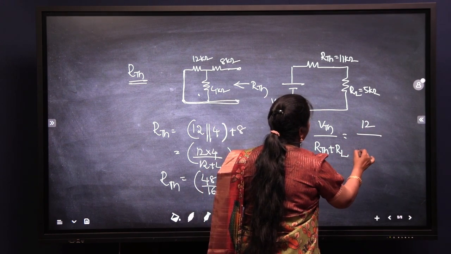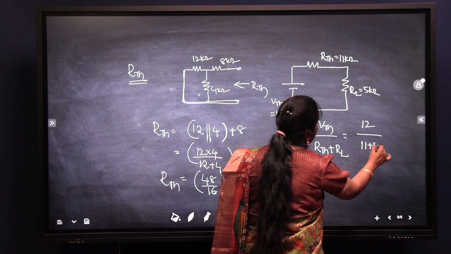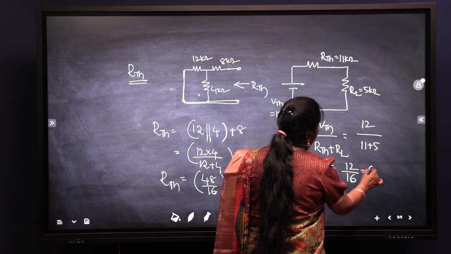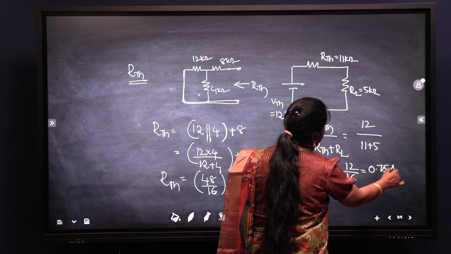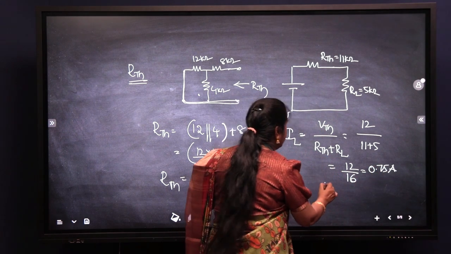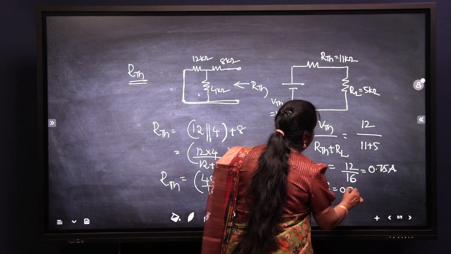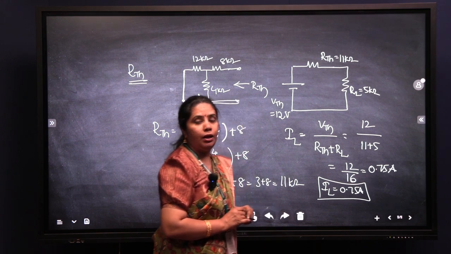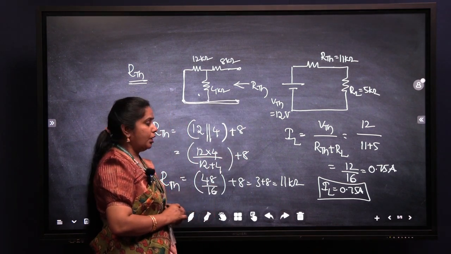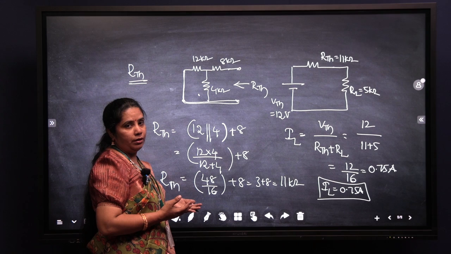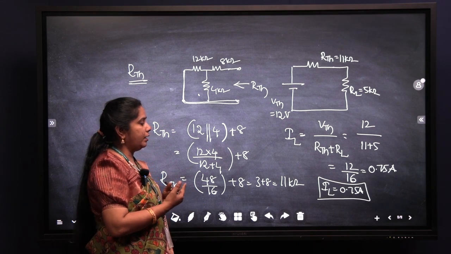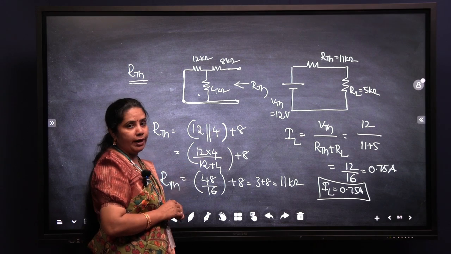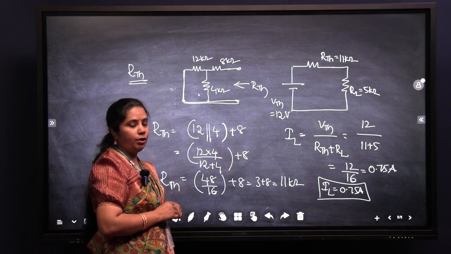Substitute that: 12 divided by 11 plus 5. So here I will get 12 divided by 16, that is 0.75 amperes. IL is nothing but 0.75 amperes. So this is our final answer, the load current in the load resistance. Once you get the load current, just by using Ohm's law we can calculate the VL value, nothing but current multiplied by the resistance value 5 kilo ohms. You will get the voltage across the load resistance.